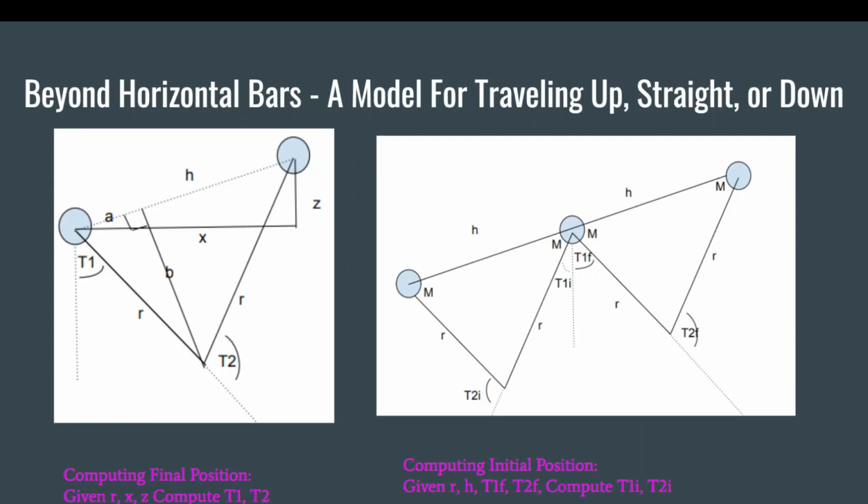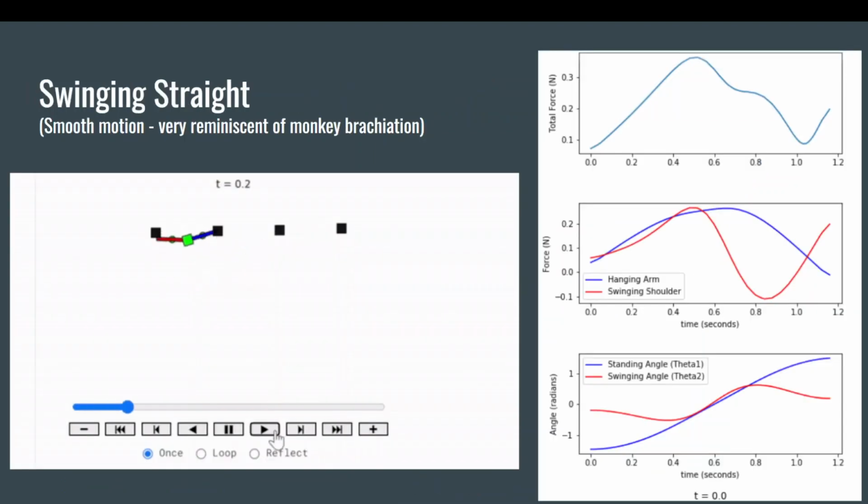So the initial and final angles of this robot are fully specified, and they can be computed using the geometry in these diagrams. So for swinging straight, swinging up, and swinging down, there will be 3 diagrams on the right side, the top one being the total force, the middle one being the actuator-specific forces, and the bottom one being the position throughout the time of the trajectory.